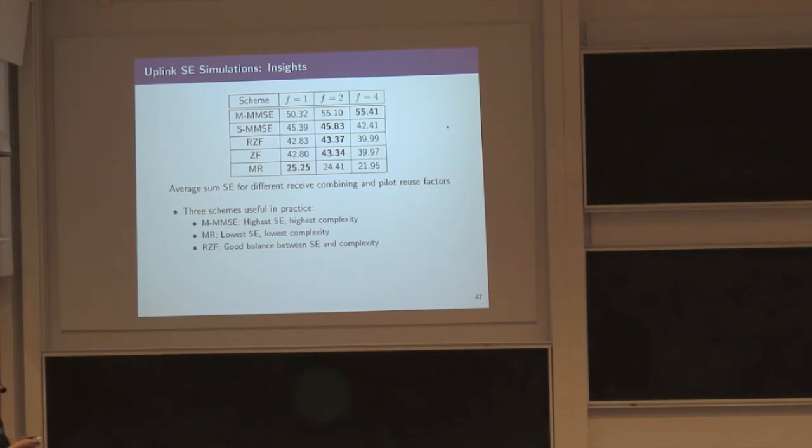That could run into problems when you have few antennas. So regularized zero forcing is some kind of good balance between these two different cases. So these are the three schemes that you should really care about from a practical perspective.